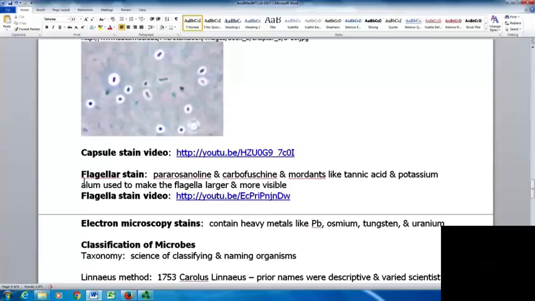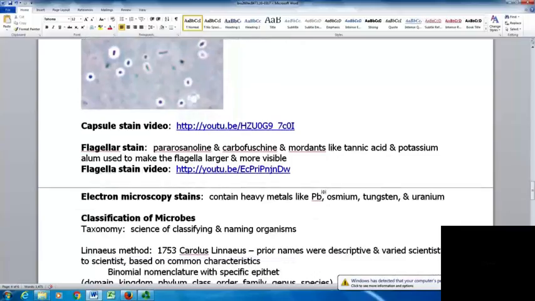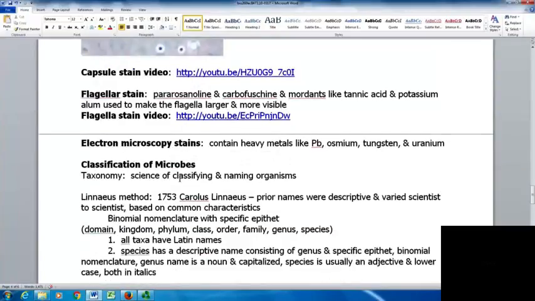Flagellar stains are going to use carbolfuchsin and other mordants like tannic acid and potassium aluminum sulfate. These are used to make the flagella appear larger and more visible. It's almost like putting mascara on the flagella to make it appear thicker and more visible. This is an example of a flagellar stain in this video. The electron microscopy stains will contain heavy metals like lead, osmium, tungsten, and uranium.